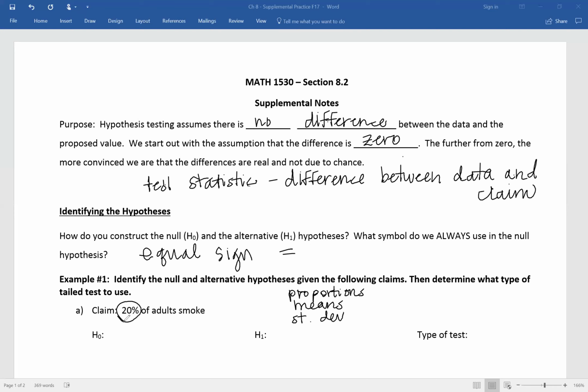Well, this says the claim is 20% of adults smoke. That is a proportion, and so we're going to use the population proportion symbol p and say that the population proportion equals 20%. Well, the alternative would be that it does not equal 20%. The claim doesn't say less than or greater than, so our alternative would be not equal to. This creates a two-tailed test. So our differences could be too high, or they could be too low. And alpha is the significance level, and it gets shared between 2 tails because we have a two-tailed test.